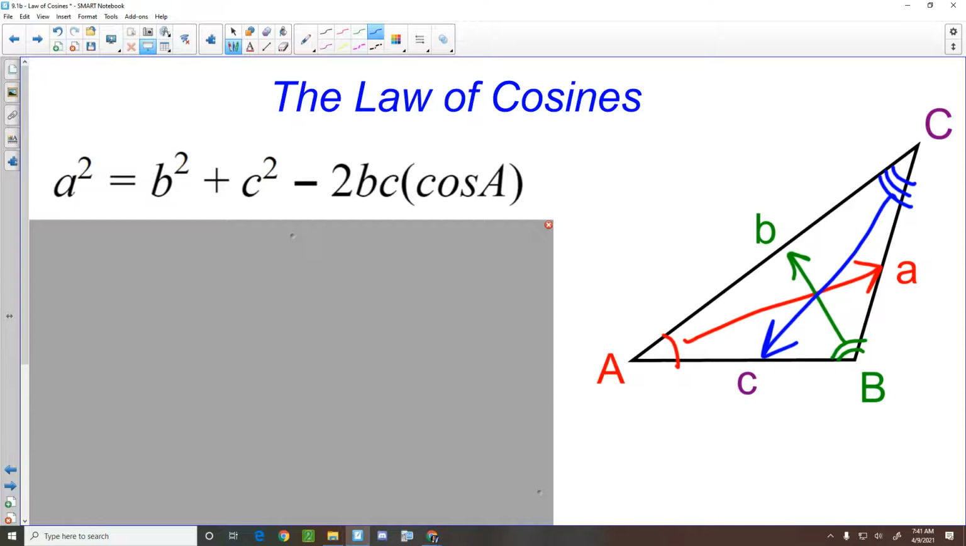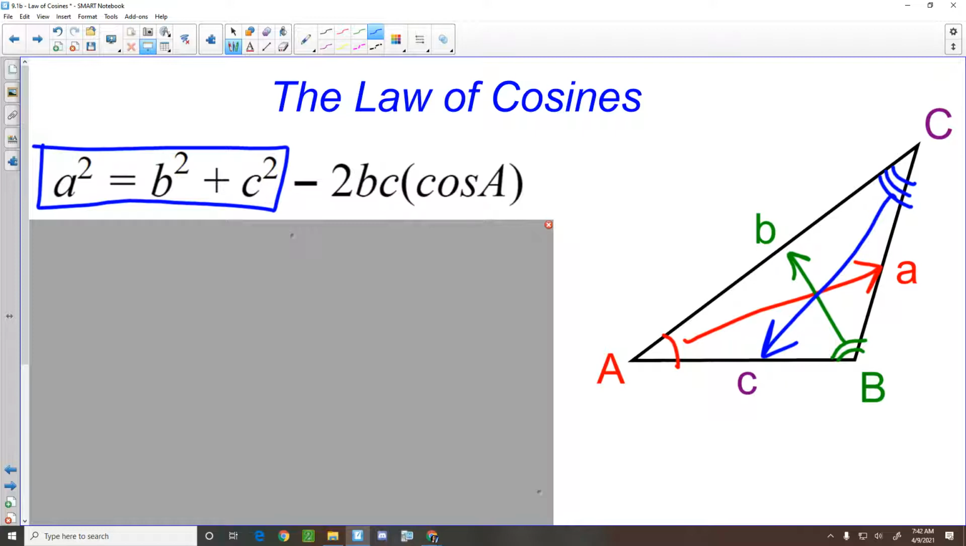Take a look at just this first piece right here. What's that look like to you? A squared equals B squared plus C squared. Isn't that pretty close to the Pythagorean theorem? It is the Pythagorean theorem. I just use different letters, right? A squared plus B squared equals C squared.